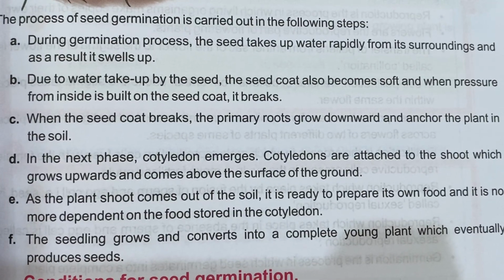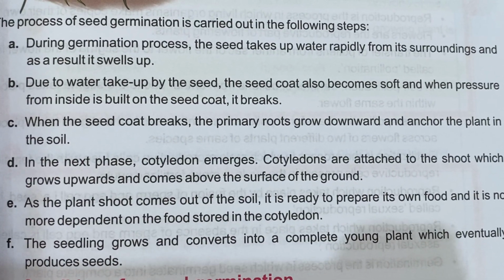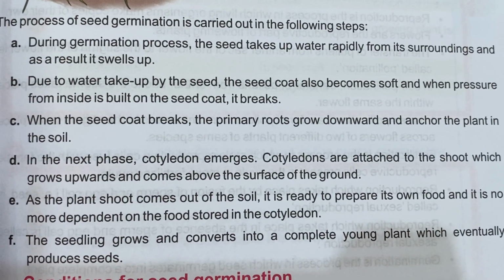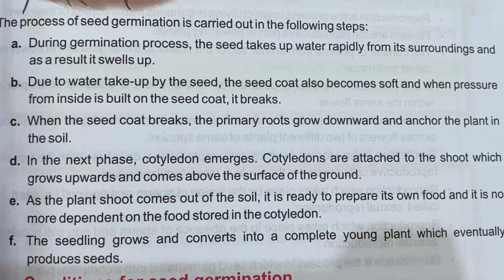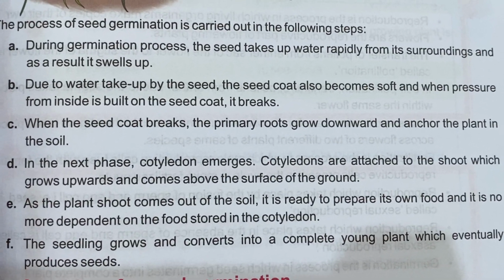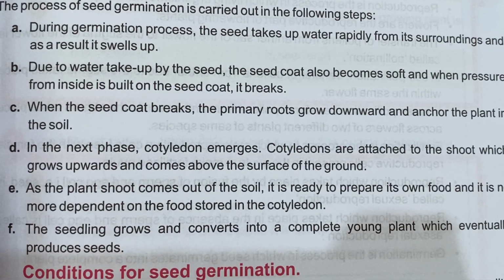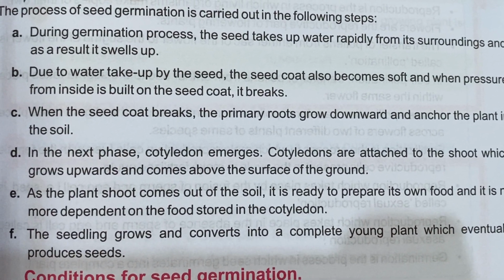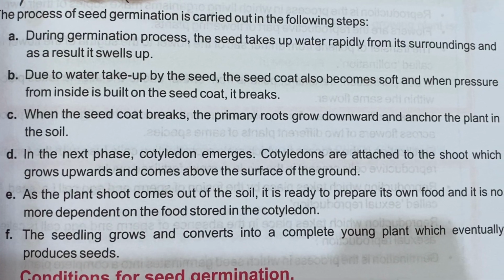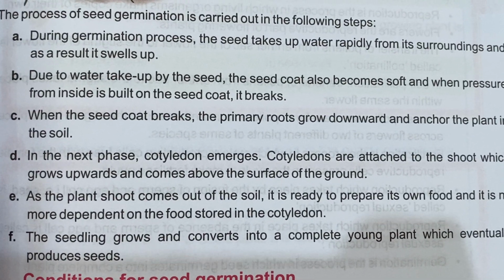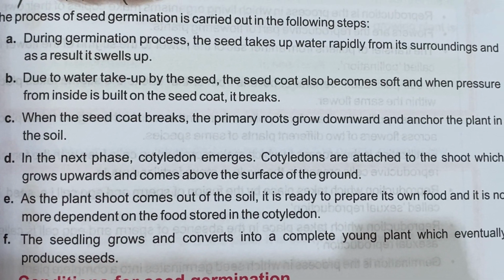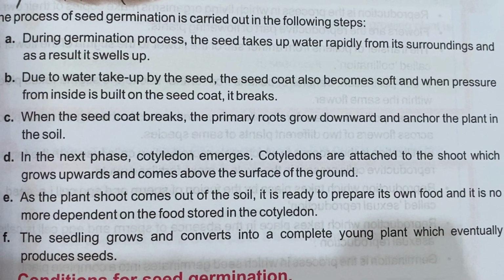During the germination process, the seed takes up water rapidly from the surroundings, and as a result it swells up. Due to water taken up by the seed, the seed coat also becomes soft, and when pressure from inside is built on the seed coat, it breaks. When the seed coat breaks, the primary roots grow downward and anchor the plant in the soil.